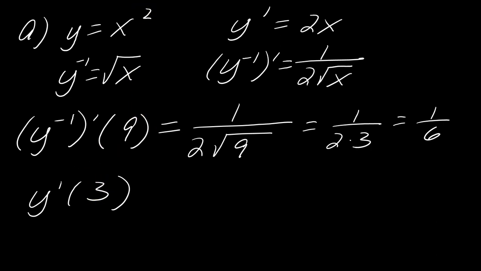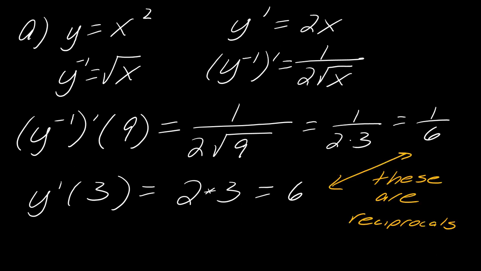These had a relationship, 3 and 9. It's not like I'm just choosing anything random. So I'm choosing these two numbers that already had a relationship. So if I plug 3 into y prime, I will get 2 times 3, which is 6. And so here's the strange relationship. These are like reciprocals of one another. Or this is one over the other one.